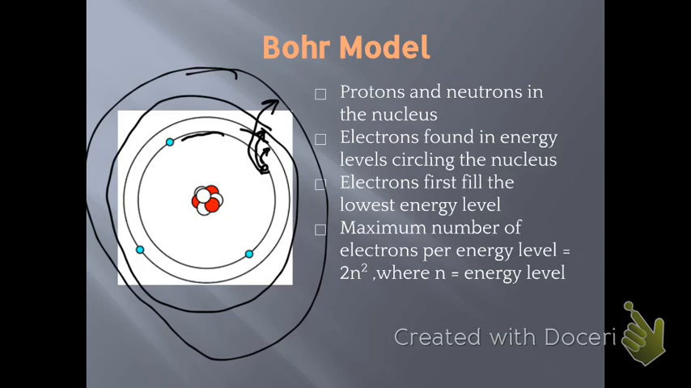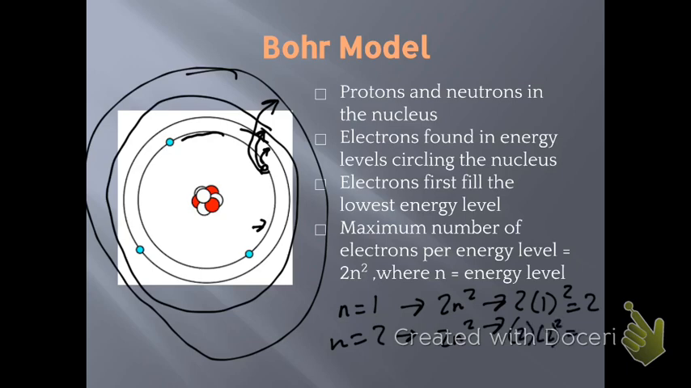For example, here's the first energy level, n equals 1, right? So the maximum number of electrons that can be found there is 2n squared, so that is 2 times 1 squared, which equals 2. What about the second energy level, or second ring? Well, 2n squared, 2 times 2 squared gives you 8, right? 4 times 2 is 8. So n equals 3: 2n squared, this would be 2 times 3 squared, this would be 18, okay?